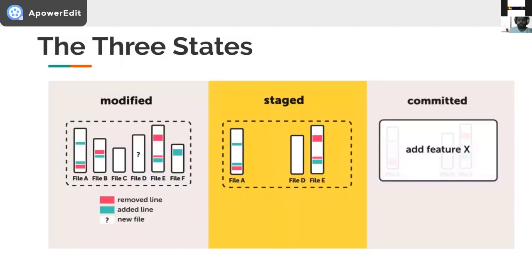And committed, so you commit. If you look inside the commit, you have only the items that you selected in the staging area. That is how a commit is created.